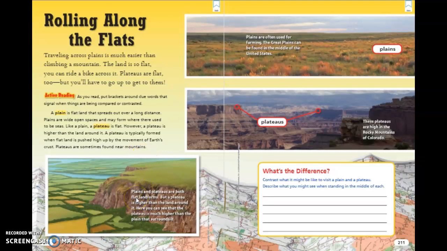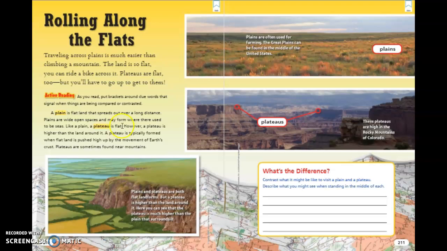If you haven't found the two signal words, pause the video and put brackets around the two signal words that are being compared or contrasted. The first signal word that you should put brackets around is like. That's showing that something is similar. Like a plain, a plateau is flat. So it's showing us that a plain and plateaus are flat.